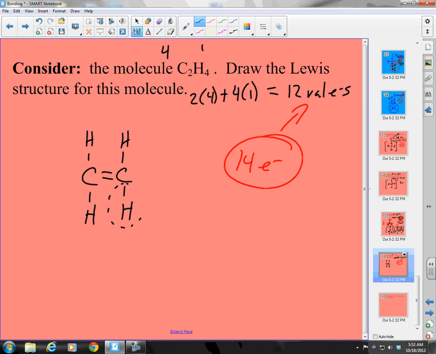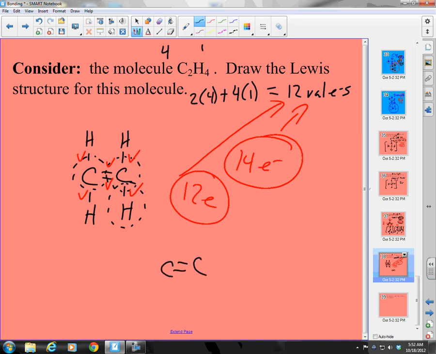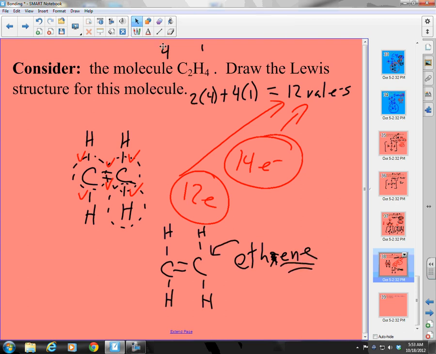Each of my hydrogens has what? 2 electrons. How about my carbons? Well, this carbon has 2, 4, 6, 8, and this carbon has 2, 4, 6, 8 electrons around it. Let's count. 2, 4, 6, 8, 10, 12. I have 12 electrons. How many am I allowed? 12. So that would be my correct Lewis structure for ethene. Ethene, I hope I said ethene. Ethene. Oops. No A. Ethene. That's this thing here. Good.